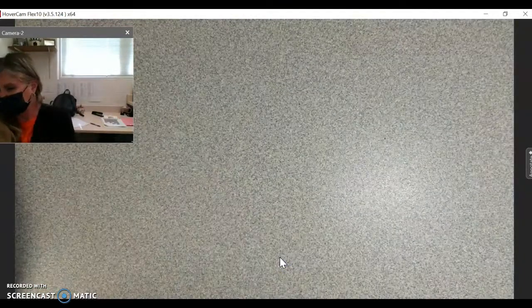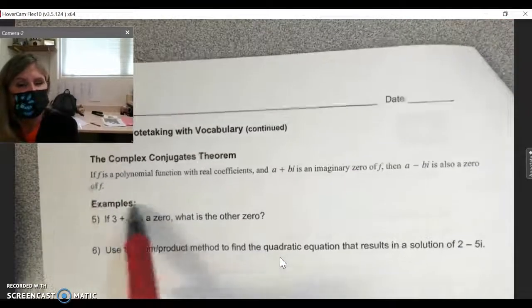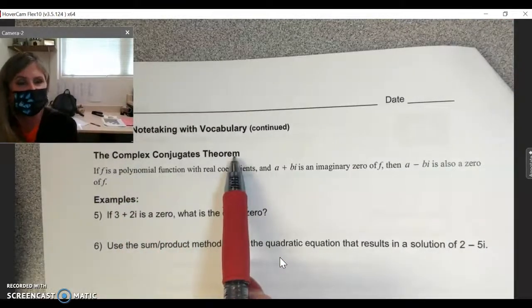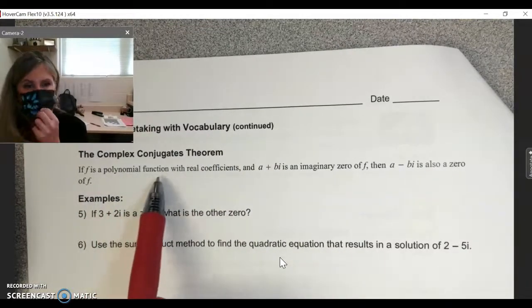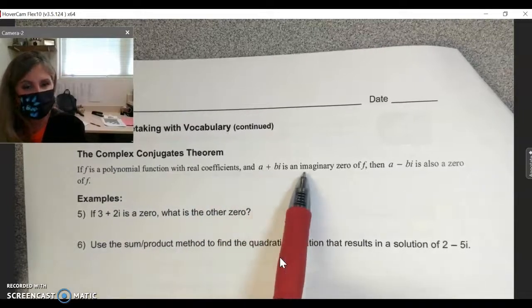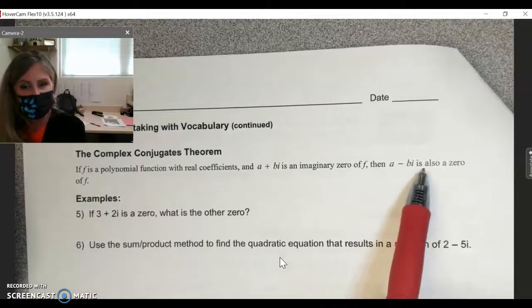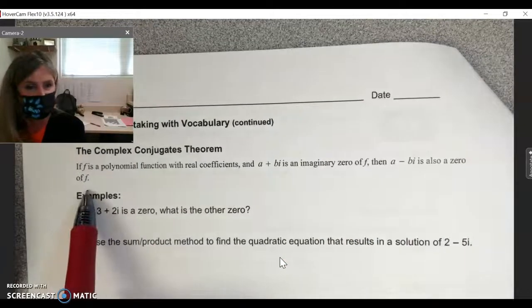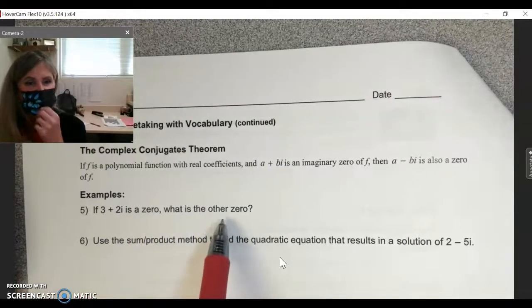All right, let's come over here. This is the complex conjugates theorem, and this is the last thing we're going to look at. This says if we have a polynomial function with real coefficients, if a plus bi is an imaginary 0 of the function, then a minus bi is also a 0 of the function. So if 3 plus 2i is a 0, what is the other 0?